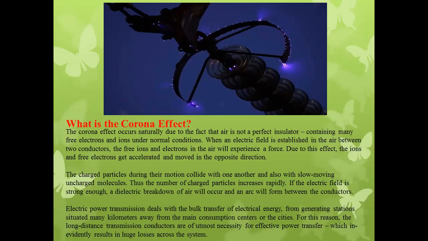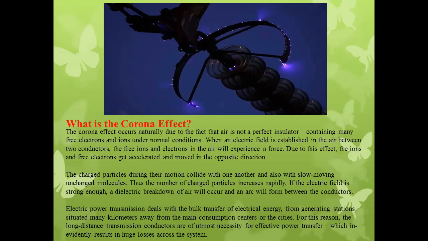Whenever a strong enough electric field is available, the air medium surrounding the live conductor gets broken down. Broken down means the dielectric strength of the air is broken down. So electrical current tries to flow through the air medium, and that's why there will be an arc. Free electrons, whenever they try to flow in the air medium, create the arc. So an arc will form between the conductors.